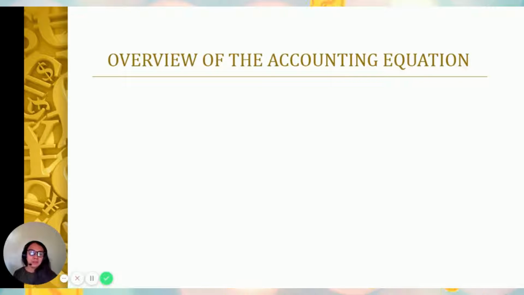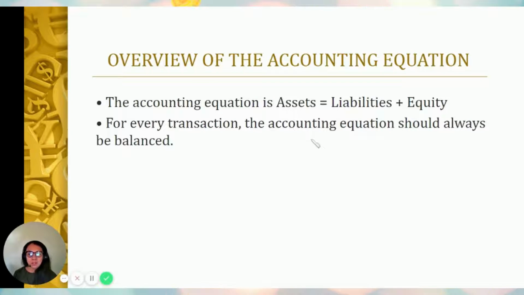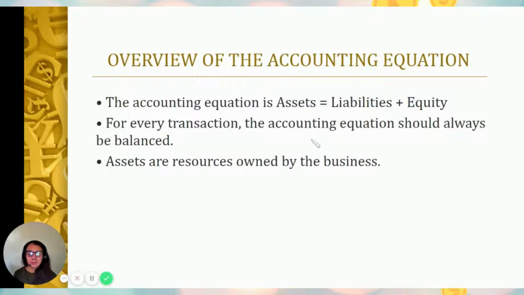Now let's have an overview of the accounting equation. These are the things that you will learn in detail in this video. The accounting equation is assets is equal to liabilities plus equity. For every transaction, the accounting equation should always be balanced. Now, assets, which is the first word that you can see in the accounting equation, let's define this one.